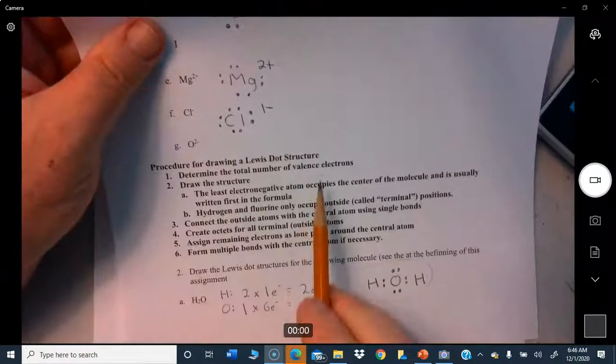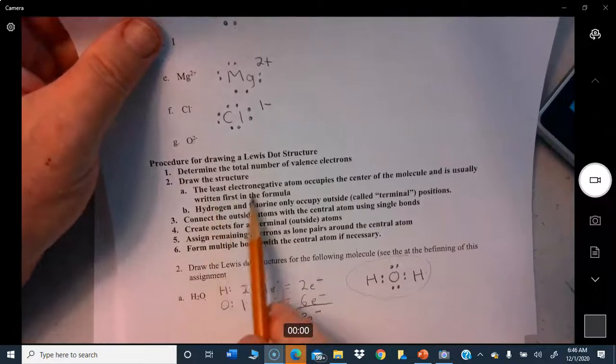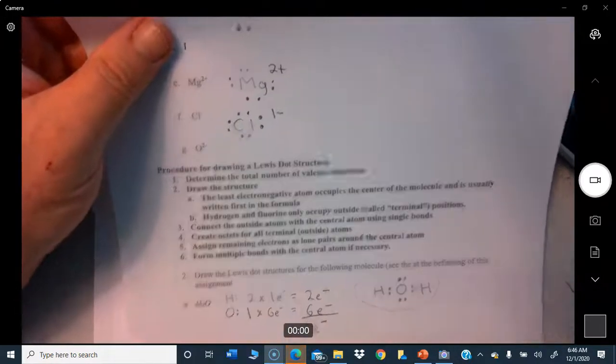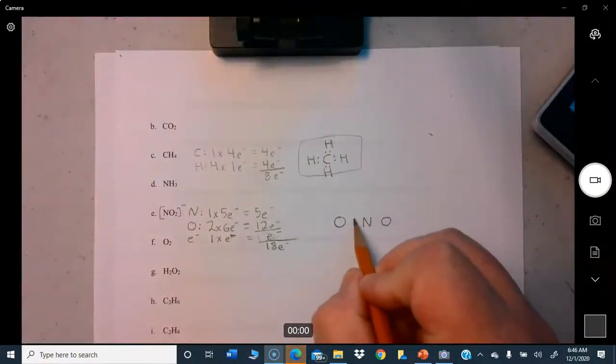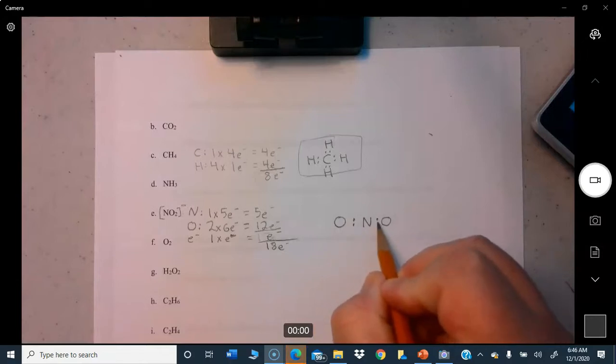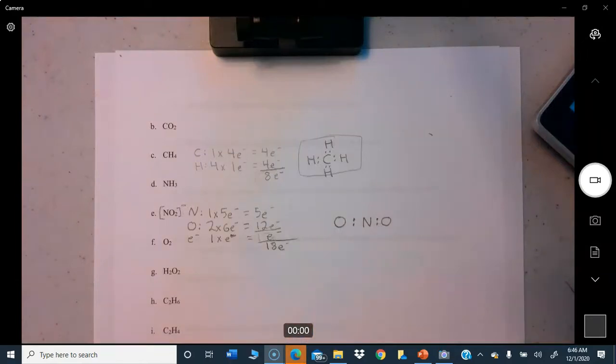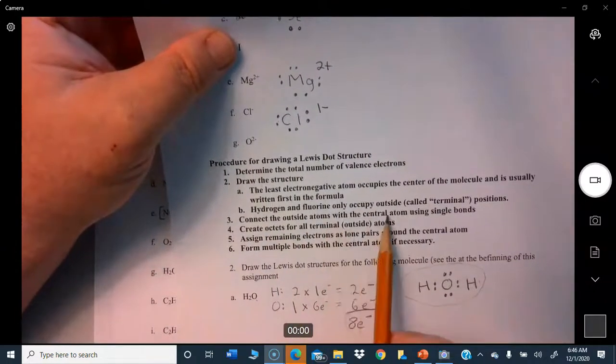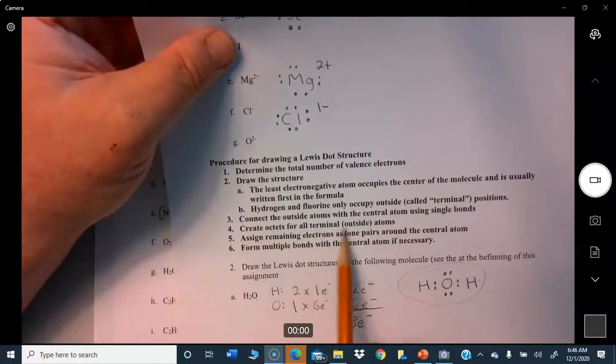So it says determine the total number of valence electrons. We did that. Least electronegative occupies the center. We just did that with nitrogen. And so number 3, connect the outside atoms to the central atom using single bonds. So there's a single bond, there's a single bond. So now we've used 4 of the 18 electrons. The next rule says create octets for the terminal atoms.